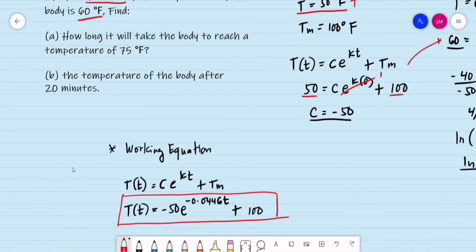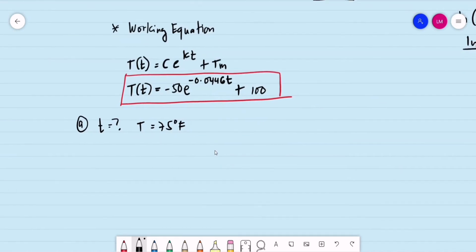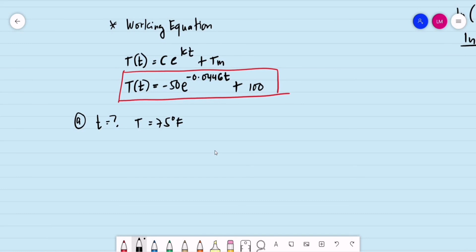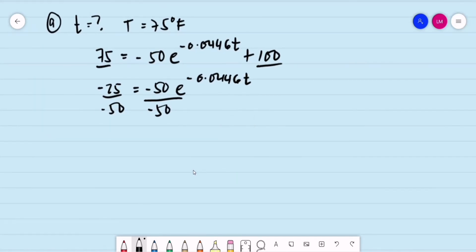Letter A: how long will it take for the body to reach a temperature of 75 degrees Fahrenheit? We are looking for the time when the temperature is 75 degrees Fahrenheit. So we substitute 75 into our working equation: 75 equals negative 50 e raised to negative 0.0446 times the time, plus 100. 75 less 100 is negative 25, equal to negative 50 e raised to negative 0.0446 t. Dividing both sides by negative 50, negative 25 over negative 50 is simply positive 1/2, equal to e raised to negative 0.0446 t.